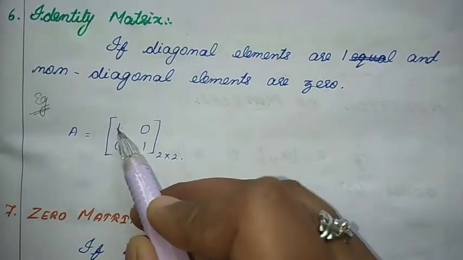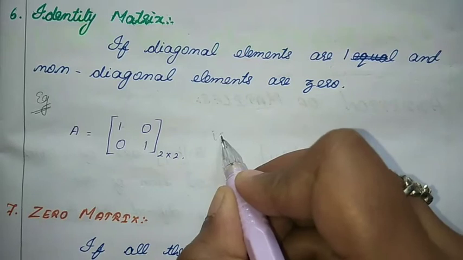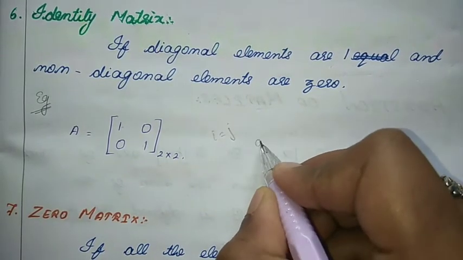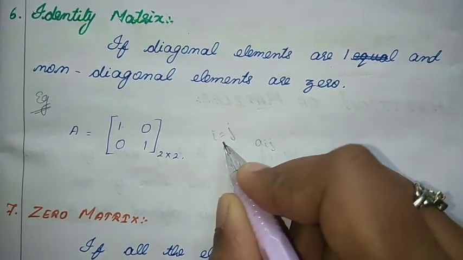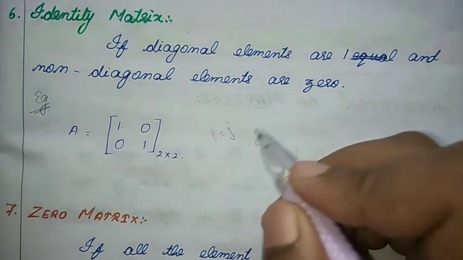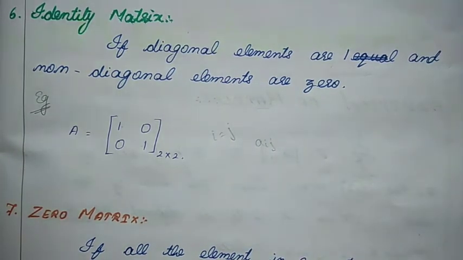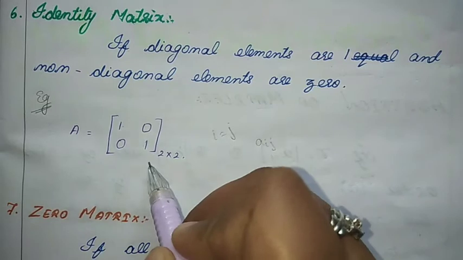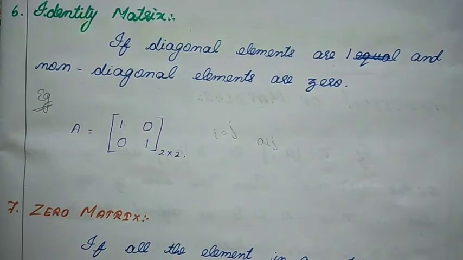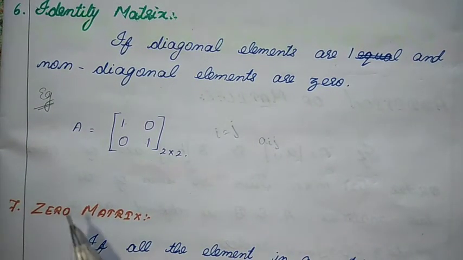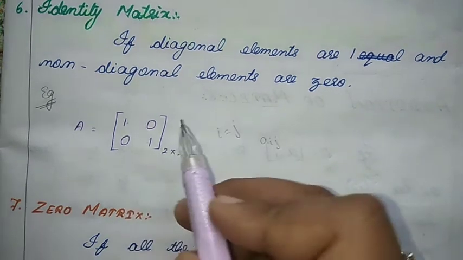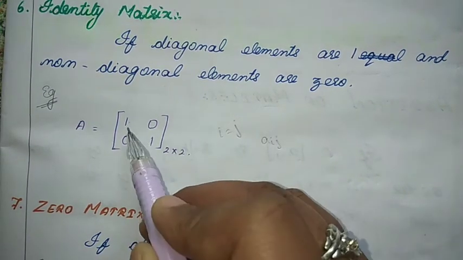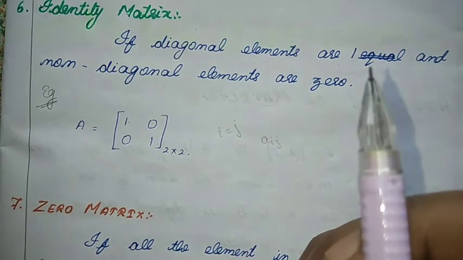If only the diagonal elements, that is when i is equal to j, in such cases when aij, if i is equal to j, then in that place only one should be there, not any other number, and other non-diagonal elements should be 0. Then it is called identity matrix. So when we take 2 by 2, 1 0 0 1, this is the identity matrix.